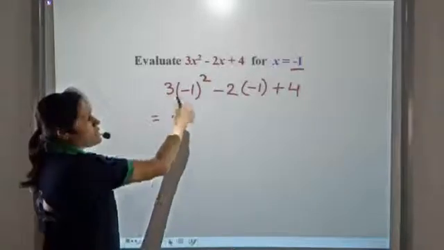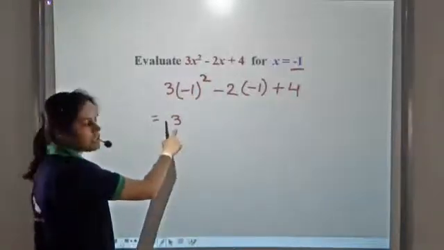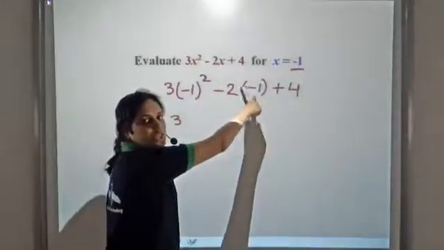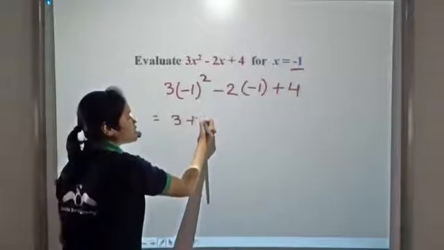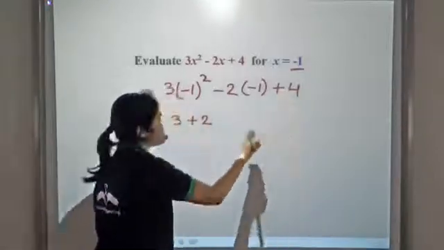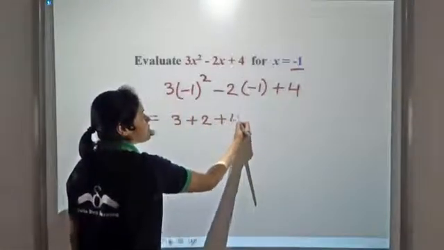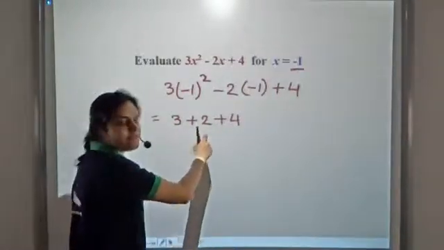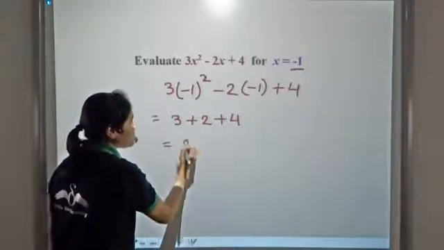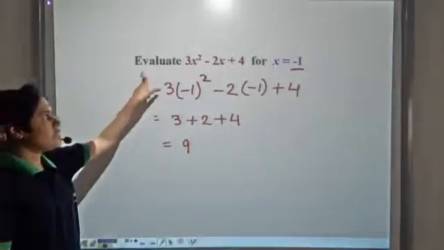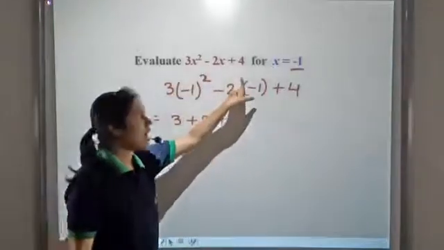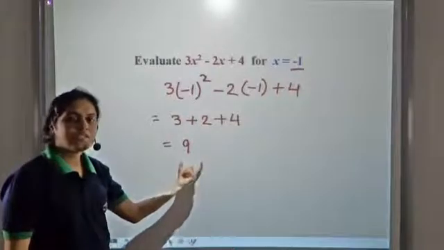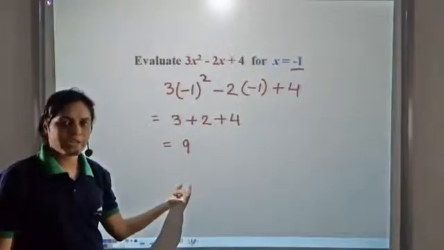So 3, -1 square is 1. 3 into 1 gives 3. -2 into -1 gives us plus 2. And we have a plus 4 here. So 3 plus 2 plus 4 gives us 3 plus 2 is 5. 5 plus 4 is 9. So the value of this expression at x equal to -1 is 9. This is how we evaluate expressions.